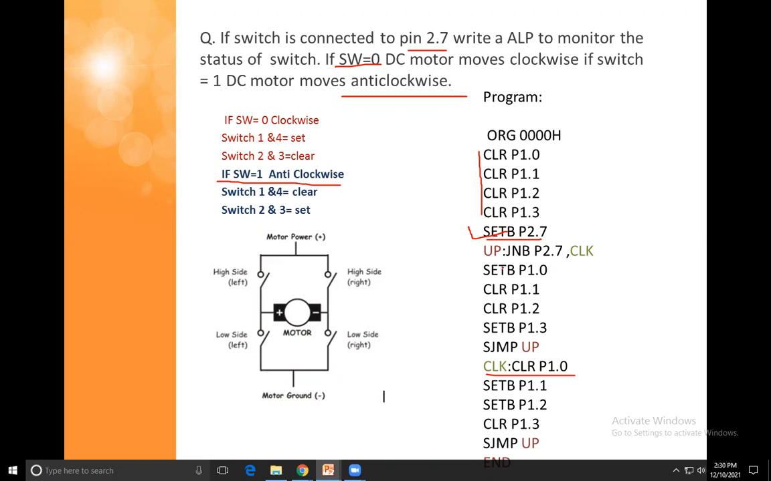आणि जोपर्यंत त्याच्यामध्ये 0 येत नाही, if it contains a 0 value, then it will go to the clockwise. But here we have to move into the clockwise direction. So see, clear P, all ports are clear, then set bit 1.0. Here we have put a value of 1.0, then clear P 1.1, 1.2, and set bit 1.3. So you can say this is the 1.1 pin of port, this is 1.2 pin, this is 1.0 pin.